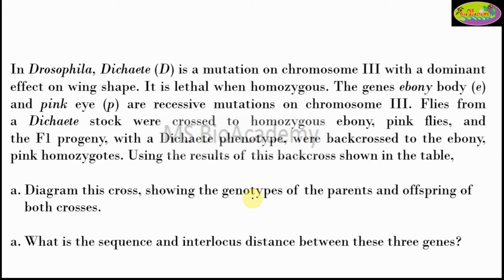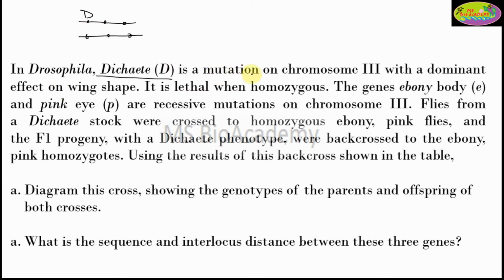So what is this question? In Drosophila, Dikete is a mutation on chromosome 3. So there is a chromosome number 3, and we know that chromosomes have a homologous pair, so we are drawing two of them. These are the homologous pairs and they have genes on them. Three genes are there. One of the genes is the Dikete gene, which is a dominant one. So let's make it D capital.